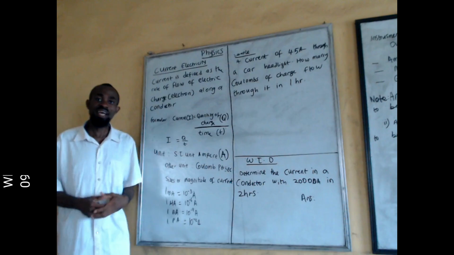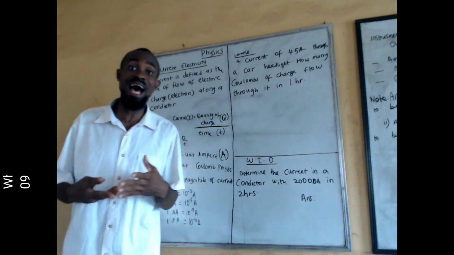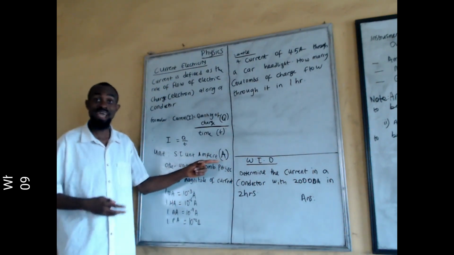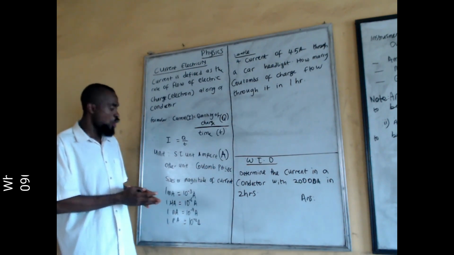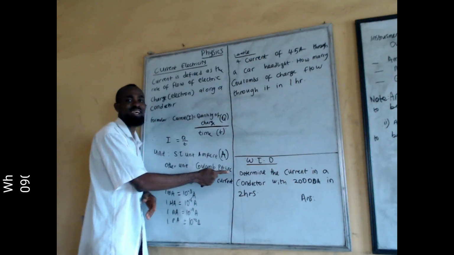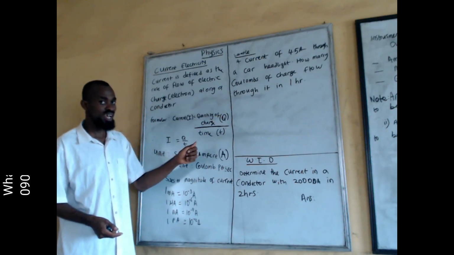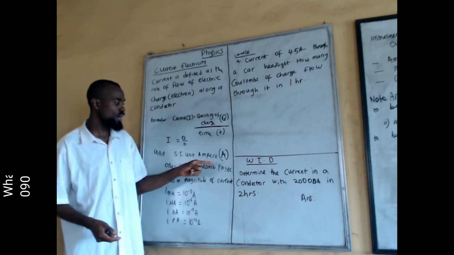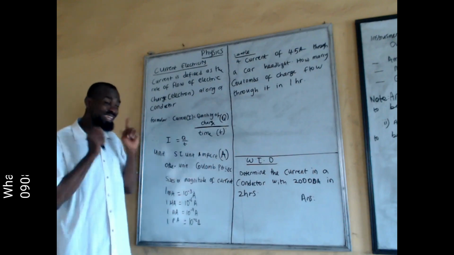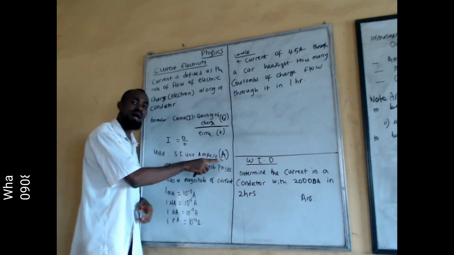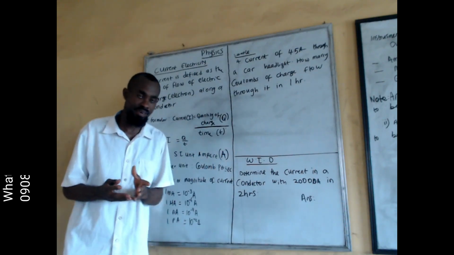Now, the SI unit for current is Ampere, which is represented by A. Another unit for current is coulomb per second, which is derived from the fact that the unit for charge is coulomb and the unit for time is seconds. So together you have coulomb per second. But the SI unit for current is Ampere, represented by A.